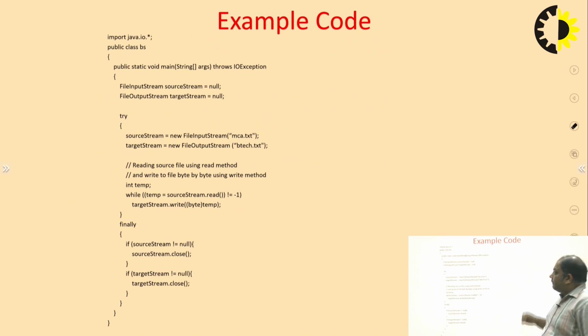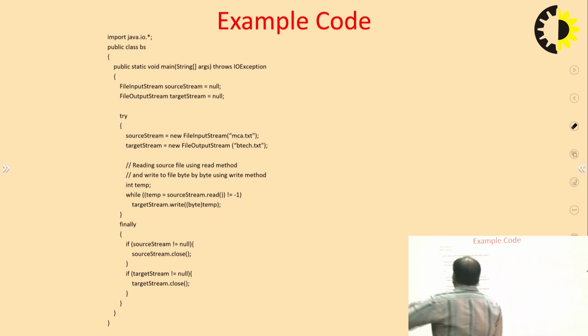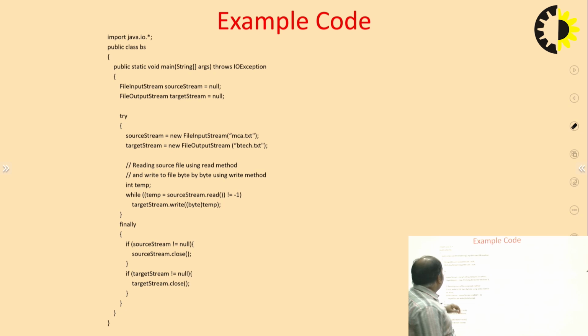Like in character, we take the data from the text. So here is an example in which we write to a file using a byte stream. First we have imported the package which is java.io. Then we create a class. We can give any name. I am explaining byte stream, so I give a short form of byte stream, which is BS. And in BS, first we define the main function, and it throws the IO exception.